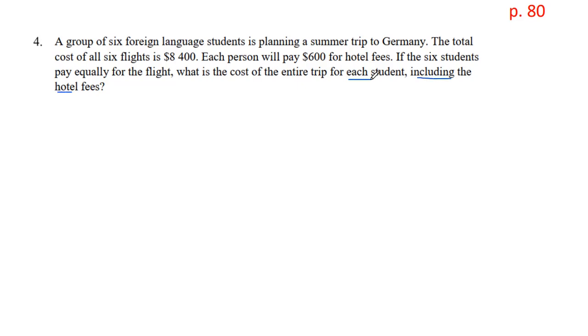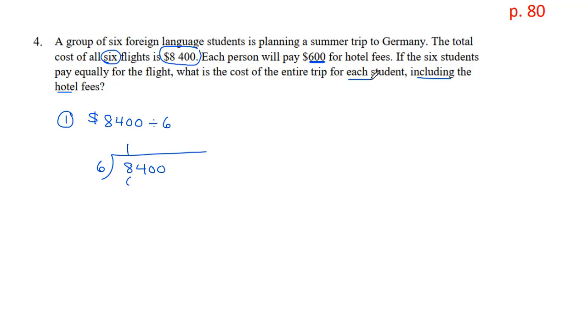including the hotel fees? All right, well, we know the total for 6 flights, and we know the amount that each person has to pay for their hotel. And we know that there's 6 people. So our first step is to divide up the flight cost to get back to the individual cost. So we're going to take 8,400 and divide by 6. So 6 is our divisor, 8,400 is our dividend, and we can begin to divide.